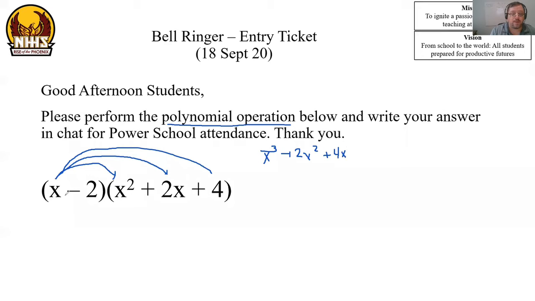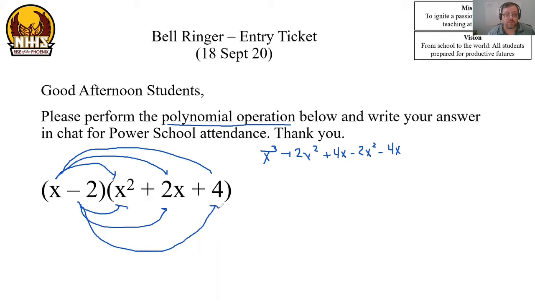Okay. And then we take the negative 2 and we do the same. Negative 2 right here, negative 2x squared. And then we take the negative 2, we distribute it to the 2x, and we get negative 4x. And then finally, we take this negative 2 and we distribute it to the 4, and we obtain negative 8. Okay? And then we put our terms together.